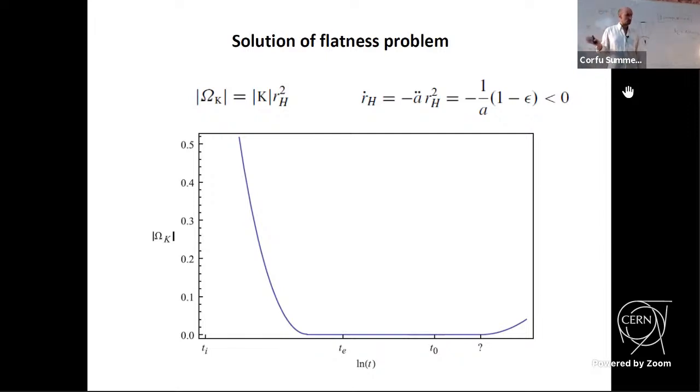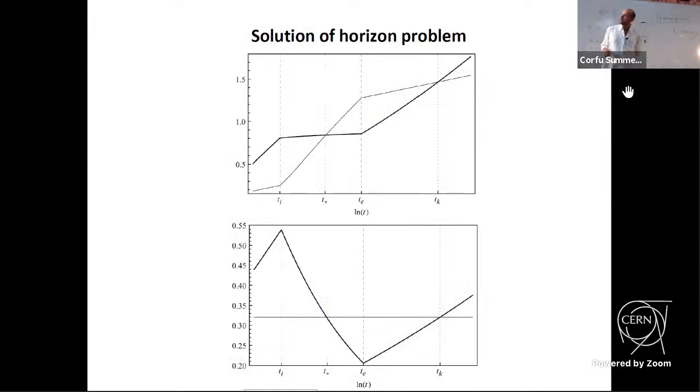Is it clear how it solves this? This is a kinematic explanation of the flatness problem. If we had inflation from some initial to some final time, then no matter how big this was, if it's long enough, it will be strongly suppressed, exponentially suppressed. But today we would still observe a very small curvature. Now the horizon problem is solved.